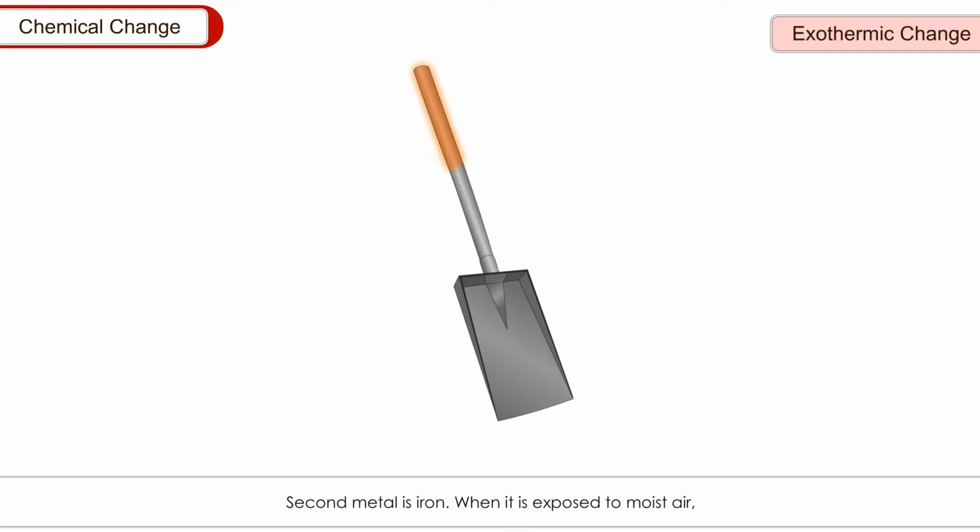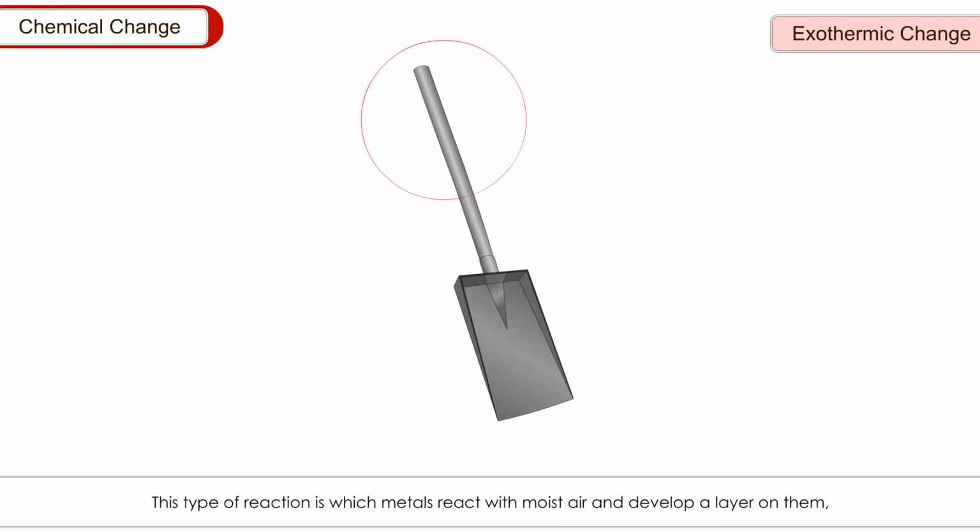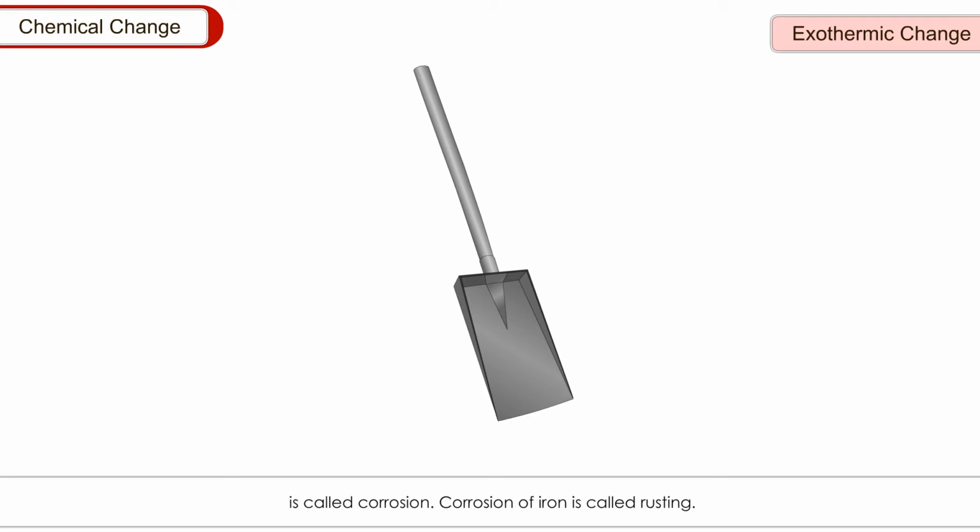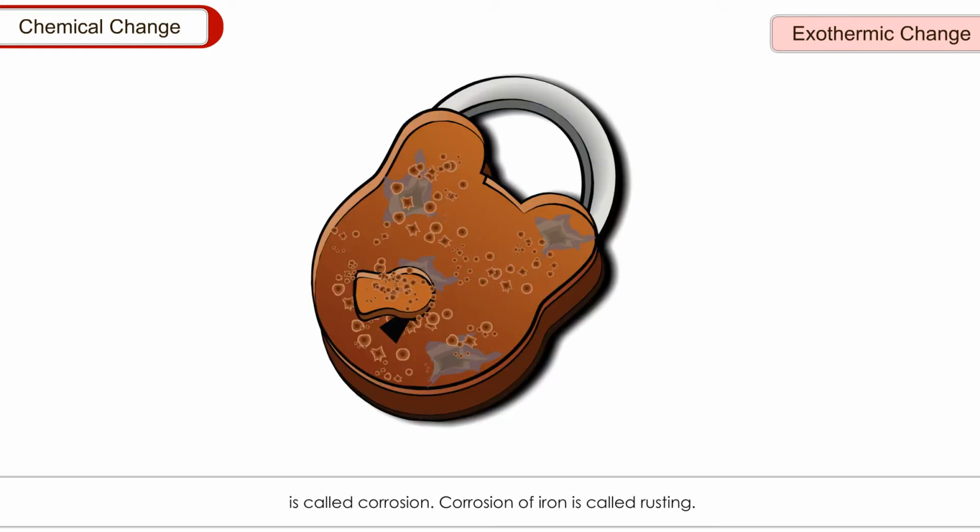The second metal is iron. When it is exposed to moist air, it reacts with it to form iron oxide and iron hydroxide. They are brown in color. This type of reaction in which metals react with moist air and develop a layer on them is called corrosion. Corrosion of iron is called rusting. During rusting, chemical reactions occur on the upper layer of the metal and it is eaten up.